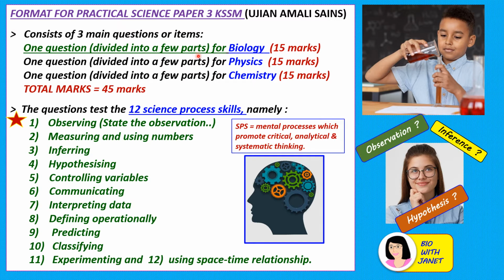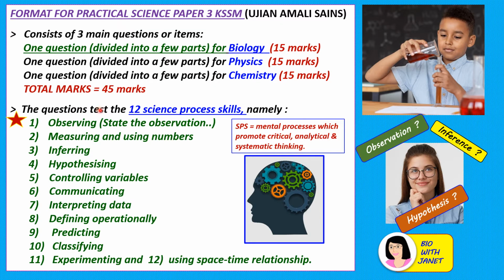One question divided into a few parts for biology, 15 marks. One question for physics, 15 marks. One question for chemistry, 15 marks. Total marks is 45 marks. So the important part is this one. What do we have to answer in the question paper?